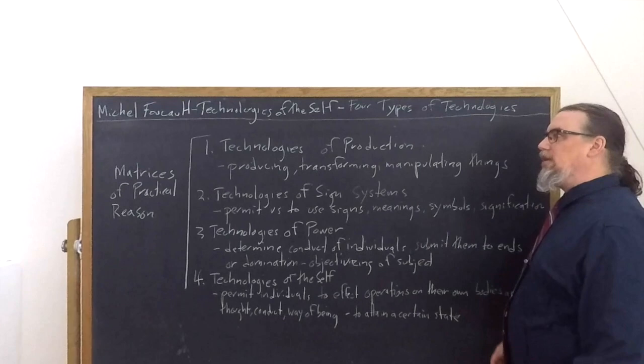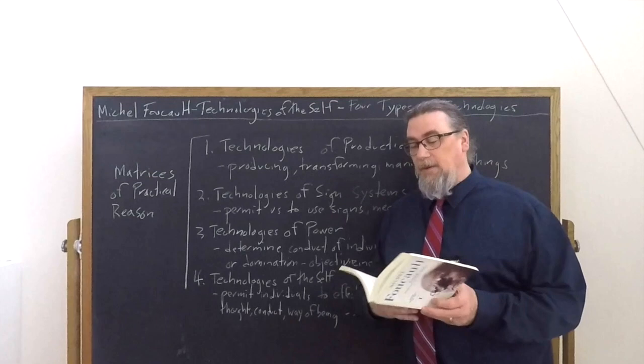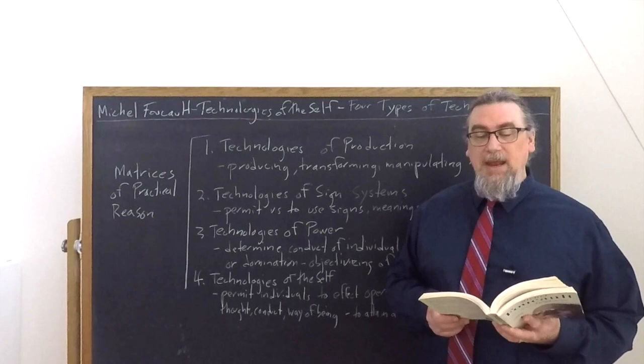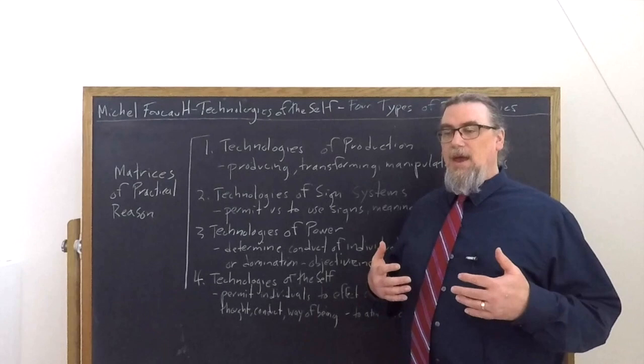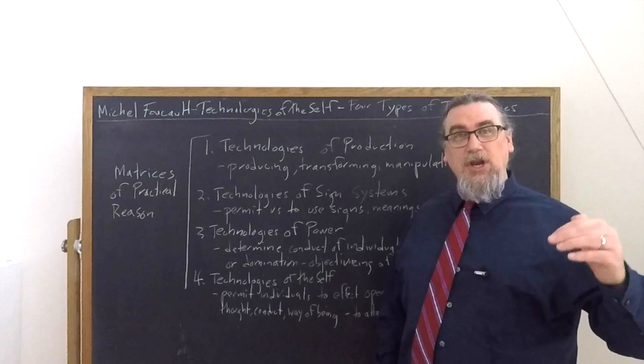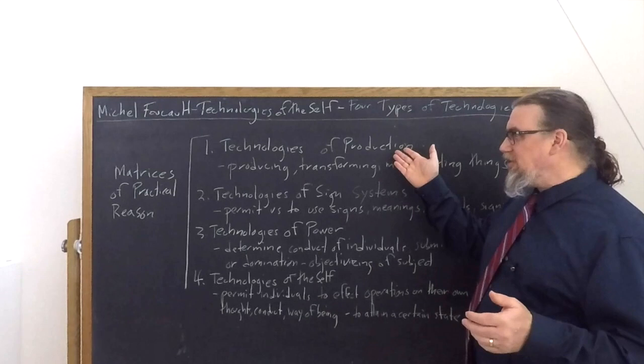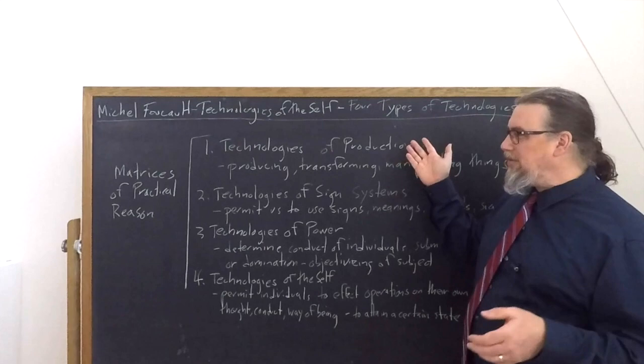Then we have technologies of sign systems. He says, these permit us to use signs, meanings, symbols, or signification. So very broad stuff concerned with communication, concerned with naming, concerned with reference, concerned with telling people, again practical reason, telling people what to do, setting out checklists. A grocery list is in part a technology of production, tells you what to do. Go get some pineapples, go get some canned beans. But it's also being carried out through the technologies of sign systems, right?